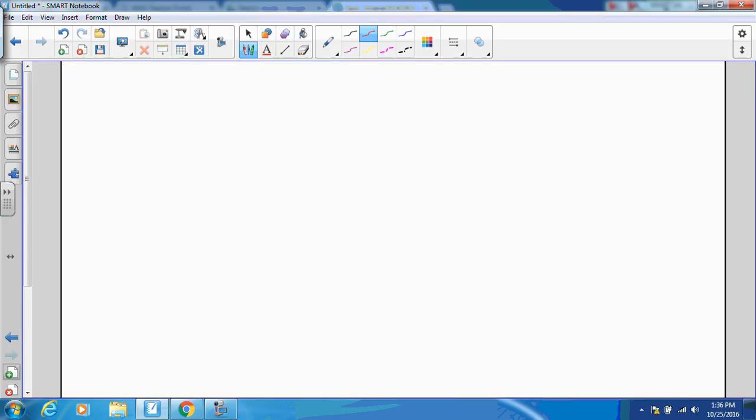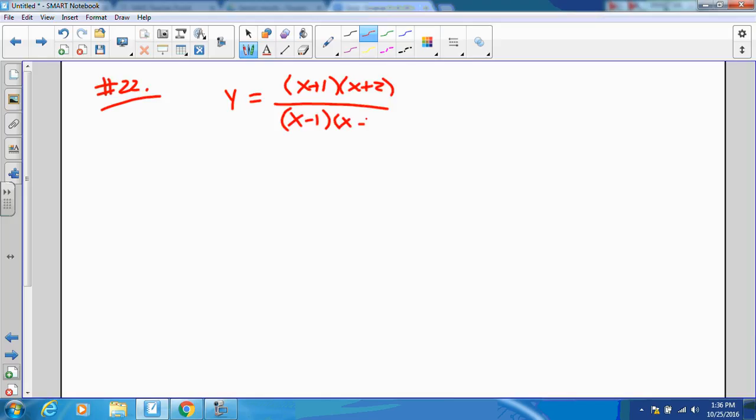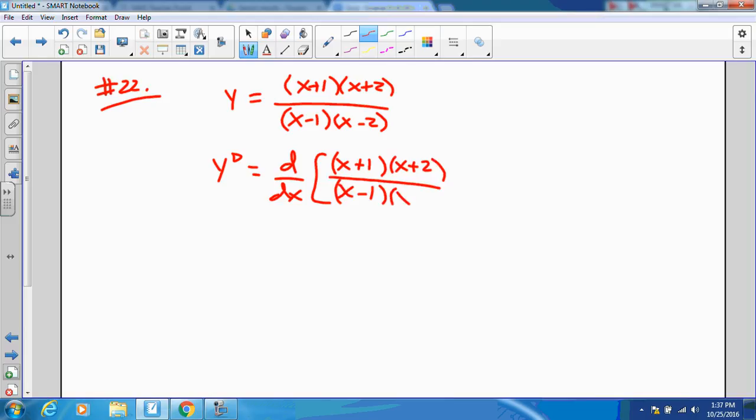Let's take a look at one more, number 22. And in number 22, we have the derivative of, how does it go? x plus 1 times x plus 2, over x minus 1. Now, if we do this according to the form that we have right here, let's do a little bit of looking ahead.